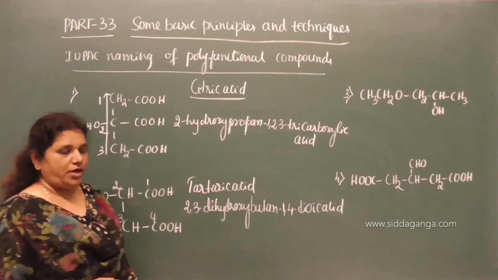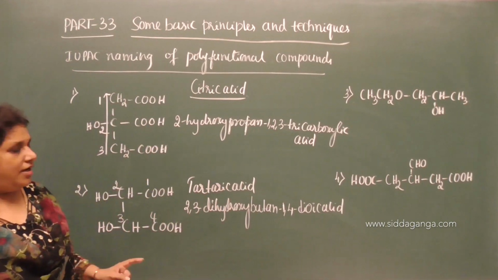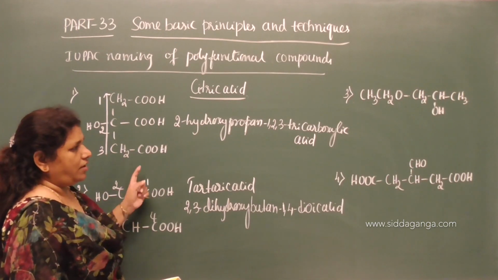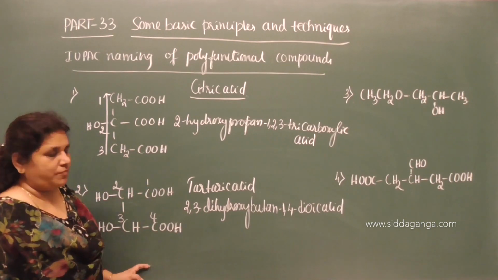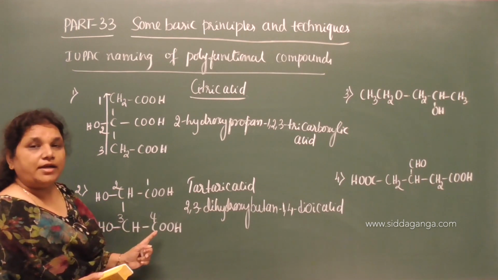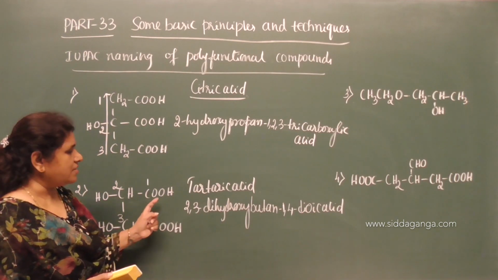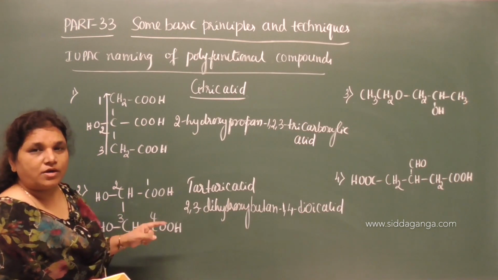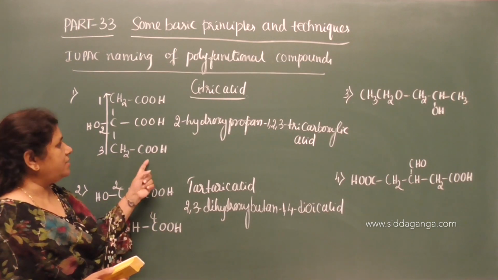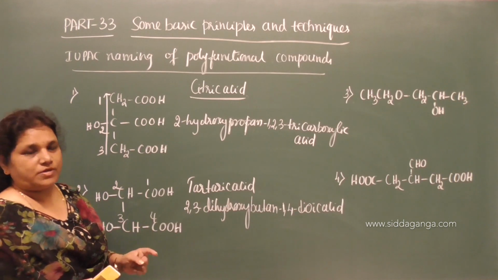Now let us move on to the next compound. So write down this citric acid and tartaric acid. These two acids are very important. This is a tricarboxylic acid and this is a dicarboxylic acid. One more example for a dicarboxylic acid, along with the oxalic acid I have given, is tartaric acid. Citric acid is a tricarboxylic acid.